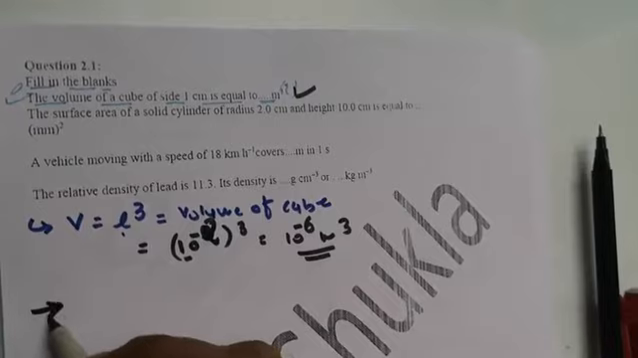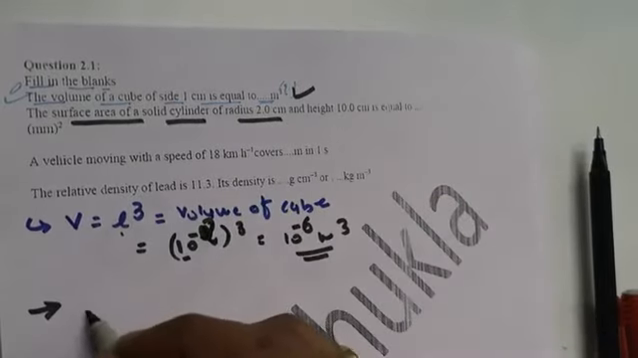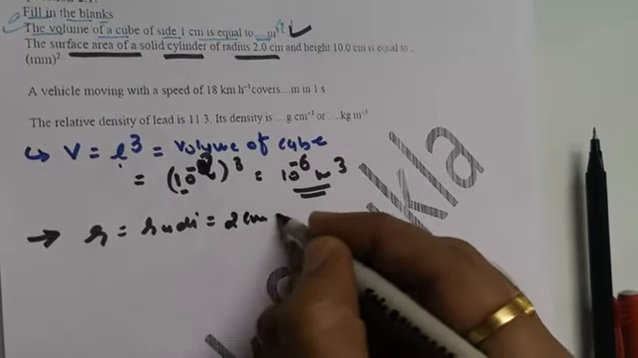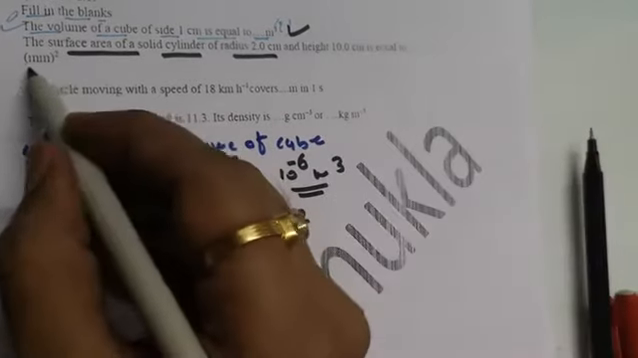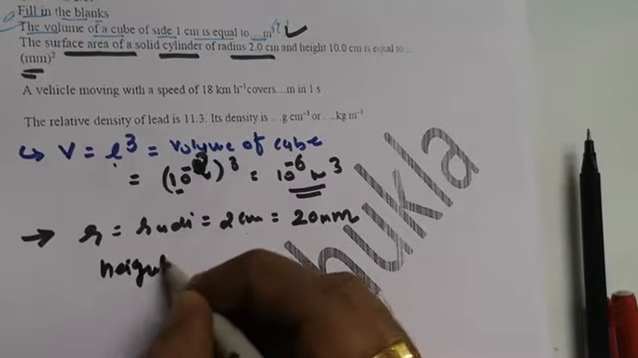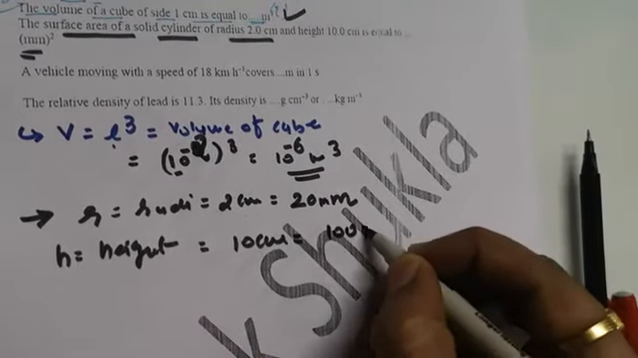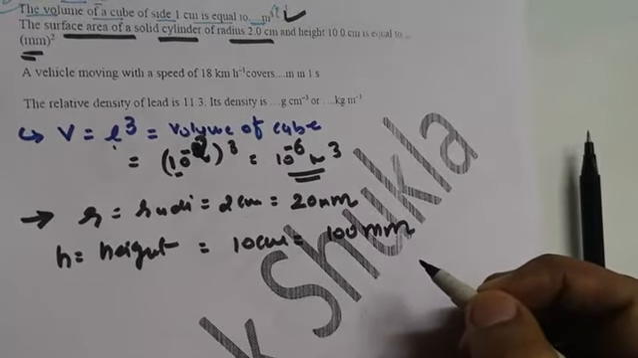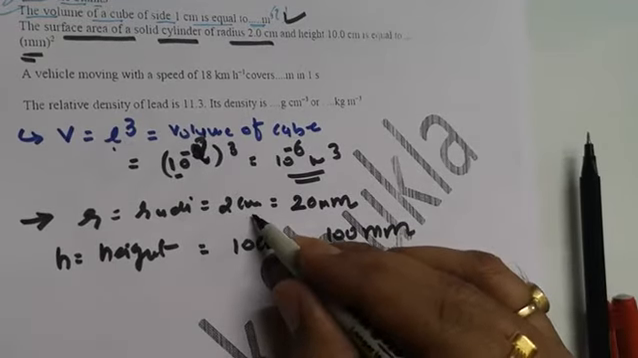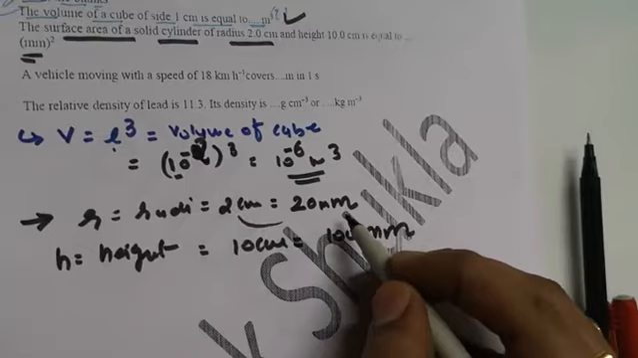After that, I have the surface area of a solid cylinder of radius r. So r is called the radius, and that is given to me as 2 centimeter. First of all, I want my answer in terms of millimeter, so that would be 20 millimeters. And my height, small h, is again in centimeters, so I am just putting 100 millimeter. You are aware that whenever we go from larger to smaller units, our power is incremented. So centimeter contains 10 to the power minus 2 meters, and millimeter contains 10 to the power minus 3. So centimeter is higher compared to millimeter.